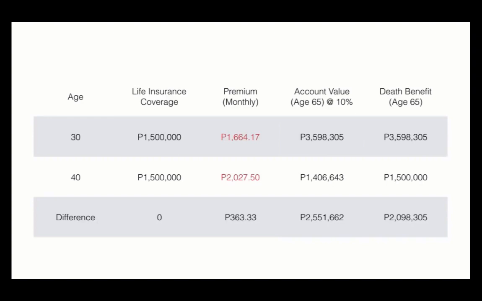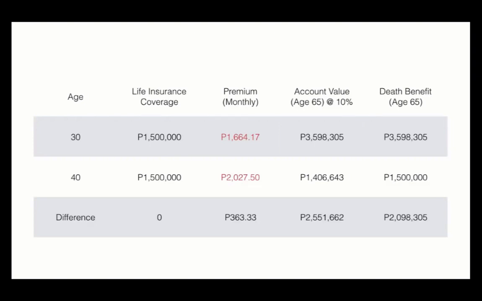Now, if she gets a VUL plan at the age of 40, then the family will get the life insurance coverage of 1,500,000 pesos. Since mas malaki pa rin yung life insurance coverage niya more than dun sa investment earnings na kinita ng kanyang VUL plan. Kasi nga 1,406,643 pesos pala yung kinita ng investment earnings ni Sarah sa kanyang VUL plan.